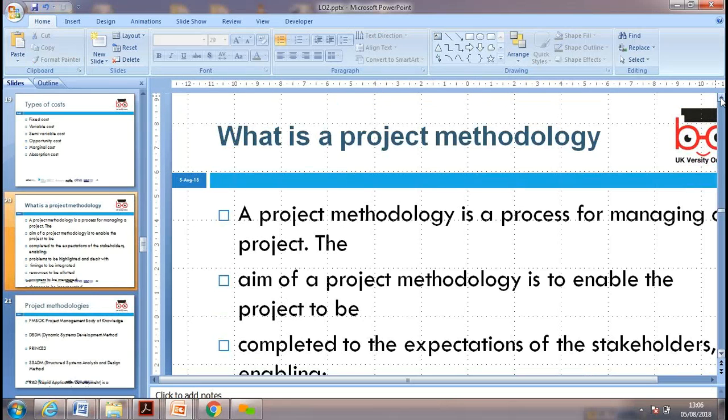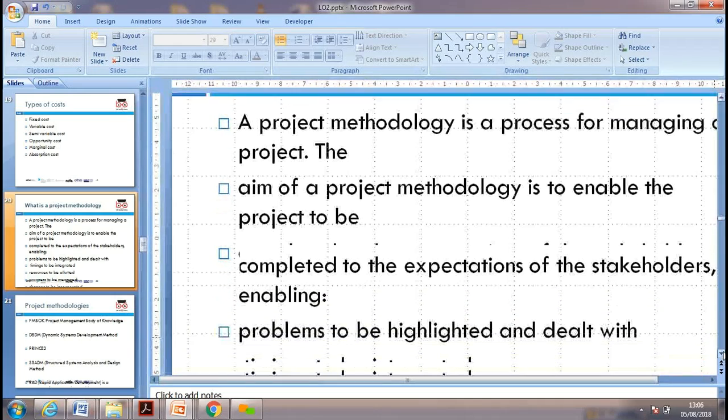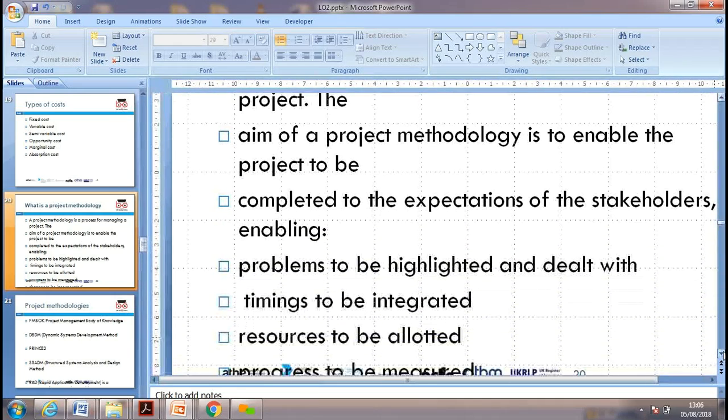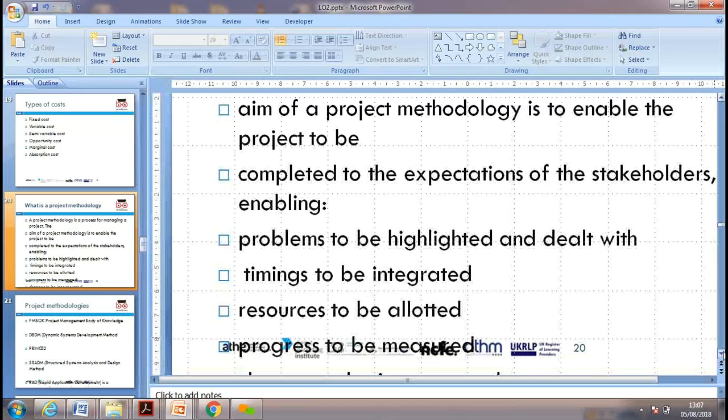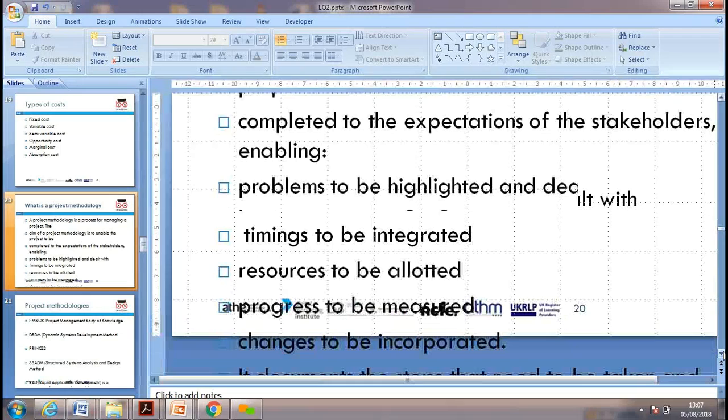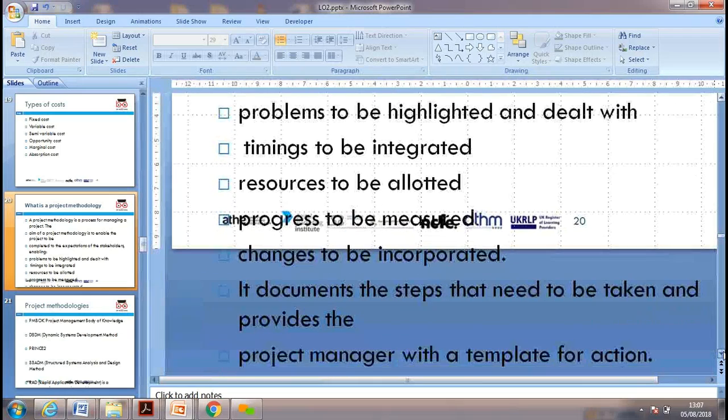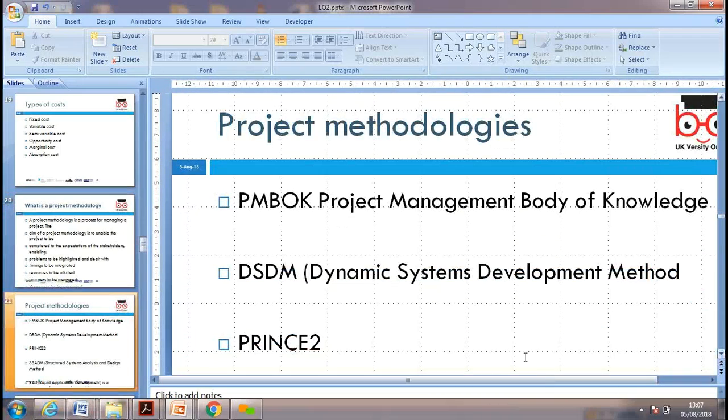What are project methodologies? A methodology is a process of managing the project. The aim of project methodologies or methods is to enable the project to be completed and meet the expectations of the stakeholders, enabling problems to be highlighted and dealt with, timing and resources to be allocated, and progress to be measured. On my slides, these are different methodologies or methods or techniques.